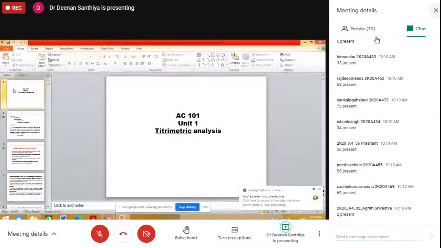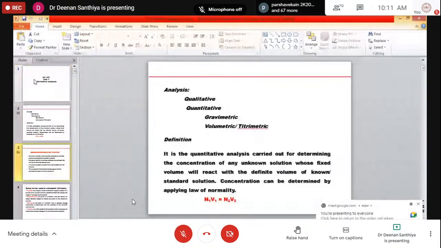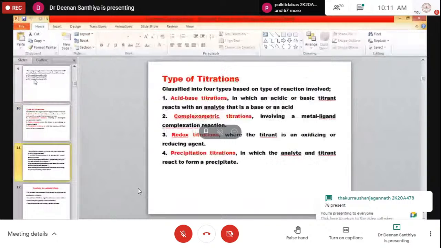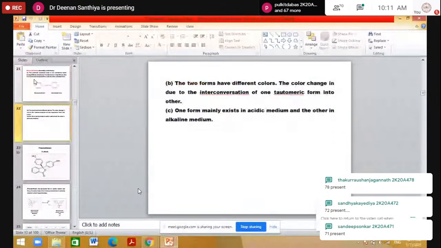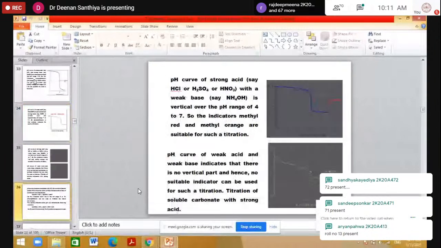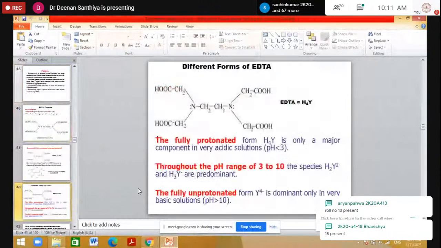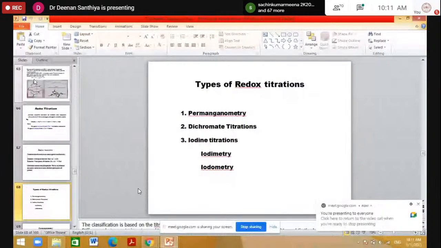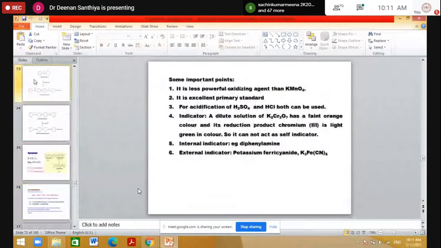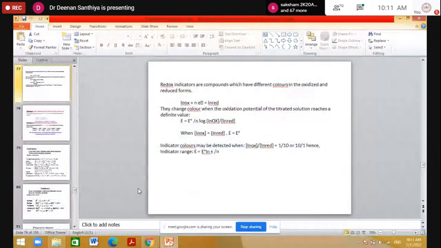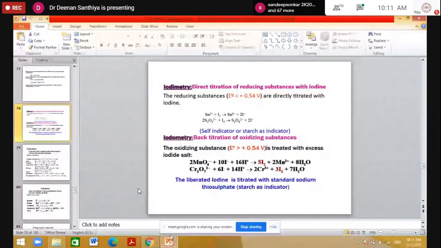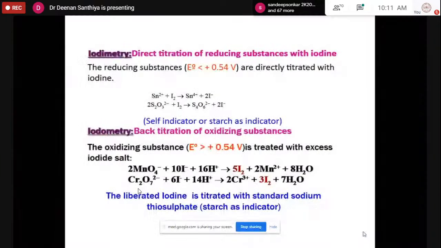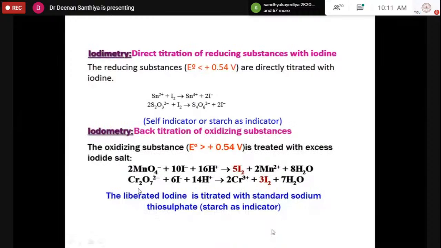Can you see my screen? Yes, ma'am. So iodometry, have you understood this? Ma'am, you have to start from here, iodimetry and iodometry.